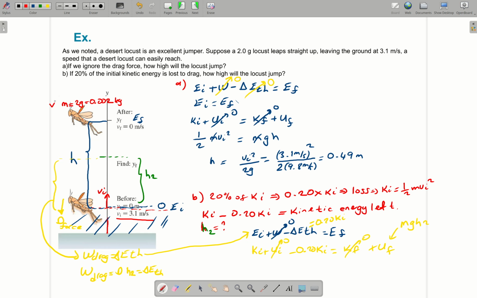M is given, right? Initially we've seen it, converted to kilograms. We know V initial 3.1 meters per second squared. Get this guy, get 20% of it. Input everybody. Solve for h2. All right. And you should find 0.39 meters. Find that. Good job.